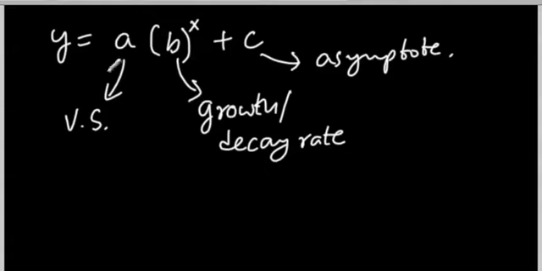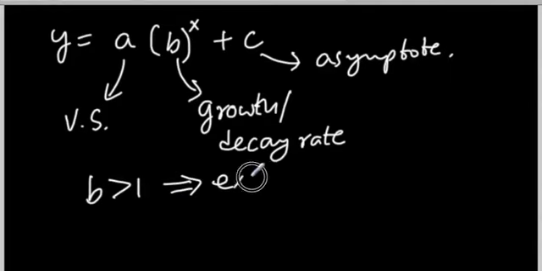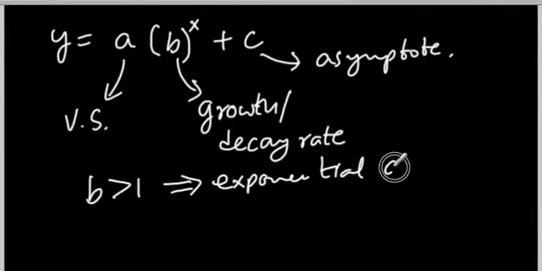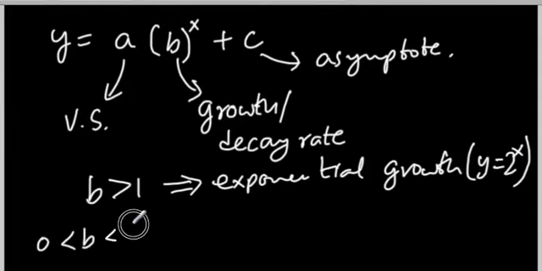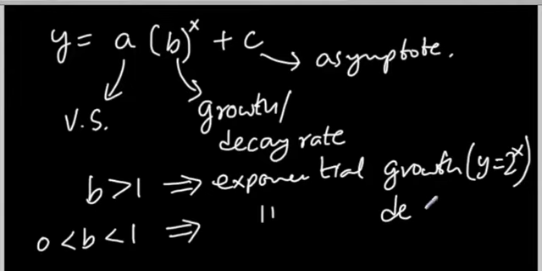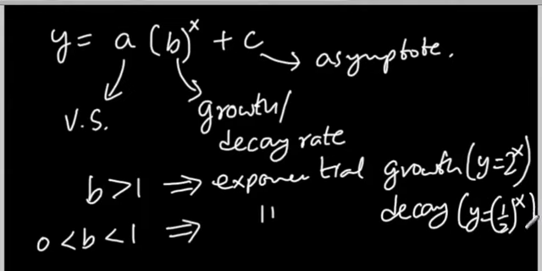Okay? So what you should have observed, at least from before, is that when b is greater than 1, we have exponential growth, as we saw with y is equal to 2^x, right? And when b is in between 0 and 1, then what we have is exponential decay. So as an example, we have y is equal to (1/2)^x.